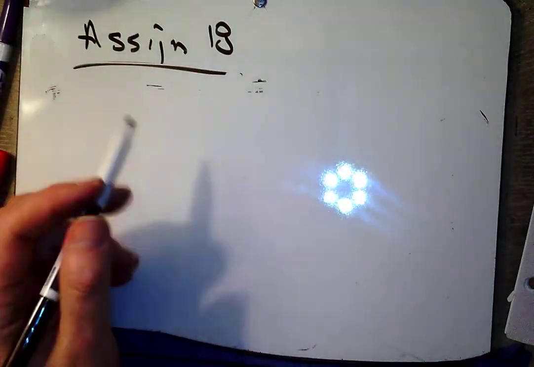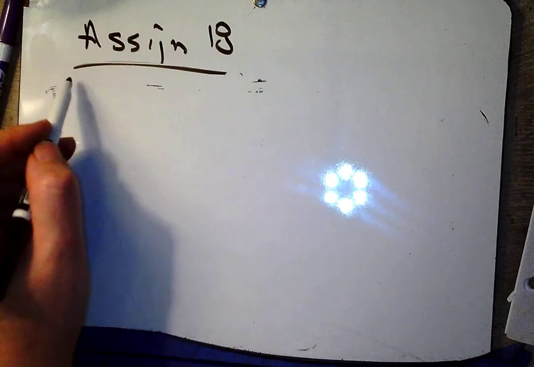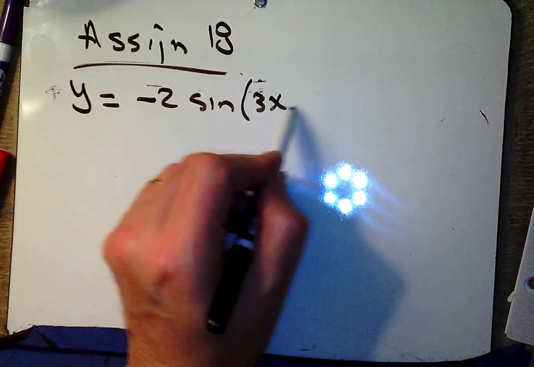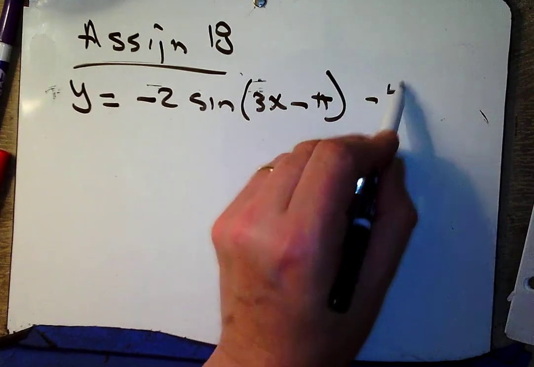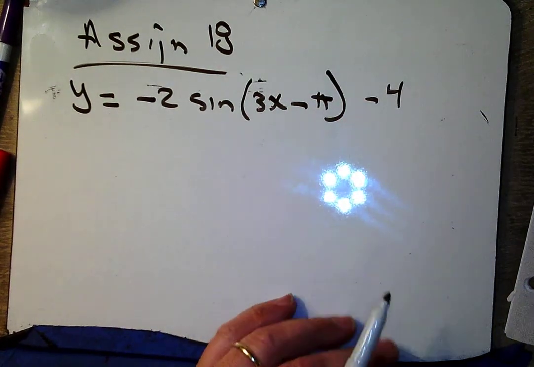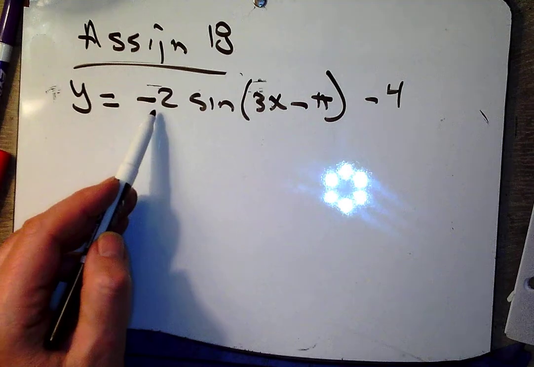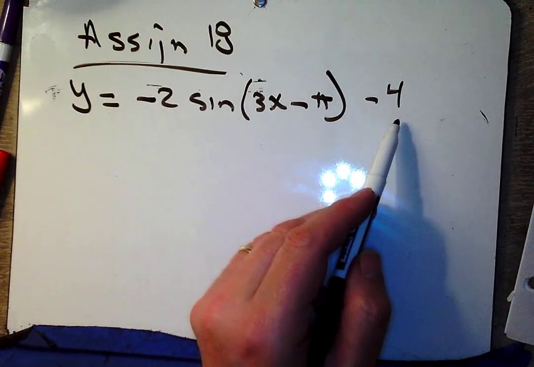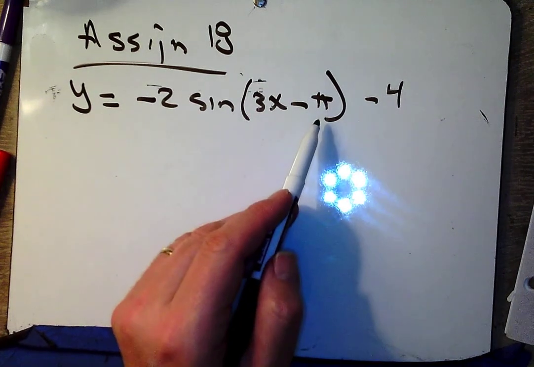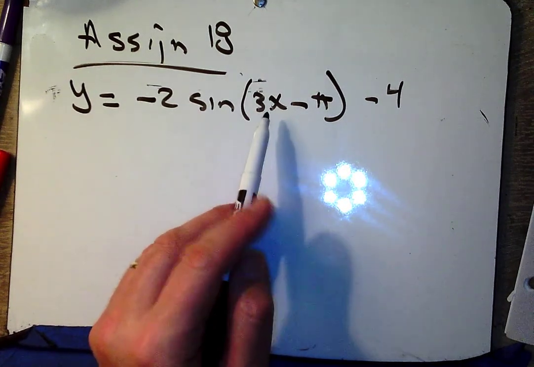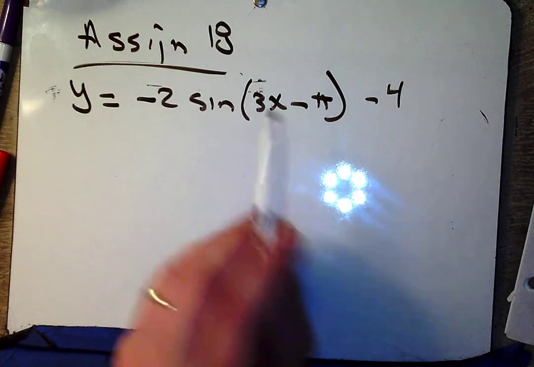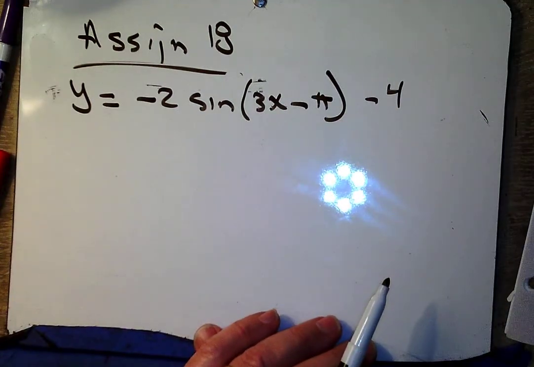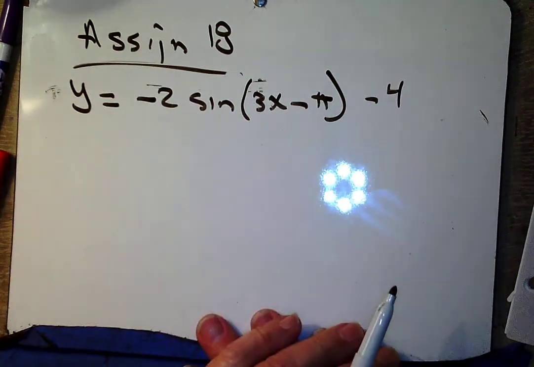Let's do a little more with this bell work. How about y equals negative 2 sine 3x minus pi minus 4? Now I know this graph has been flipped upside down. I know it's been vertically stretched. I know it's been shifted down 4 and right pi, except I have to divide by 3 because I'm squishing my graph horizontally.